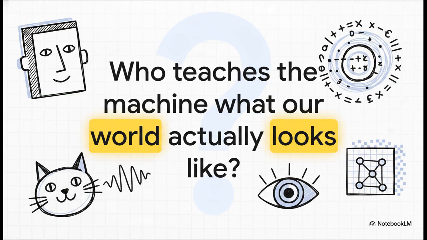And that leaves us with one last question to chew on. We've seen that a machine can be incredibly good at finding mathematical patterns in data. But if the machine only sees the numbers in the patterns, and not the actual faces, or cats, or cars, then who teaches it what our world actually looks like? Who connects the patterns to their real-world meaning? And that question, well, that takes us beyond the math and right into the very heart of modern AI.